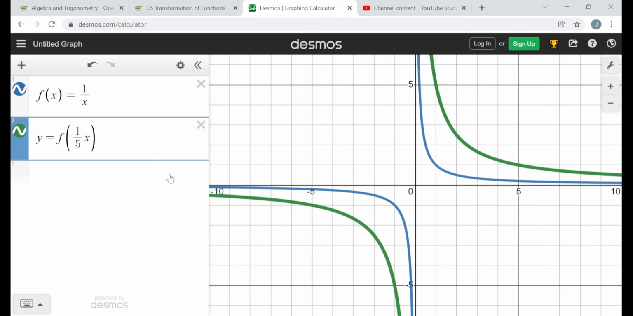Look at that green graph. See how the points on the green graph are farther away from the y-axis than the blue graph. And in fact, they're 5 times farther away, right? Here's 1, 1, and then here's 5, 1. The points on the green graph are 5 times farther away from the y-axis than the points on the blue graph. And that's when I replace x with 1/5 x.